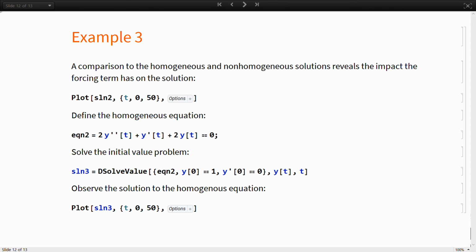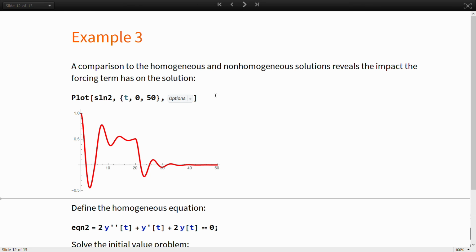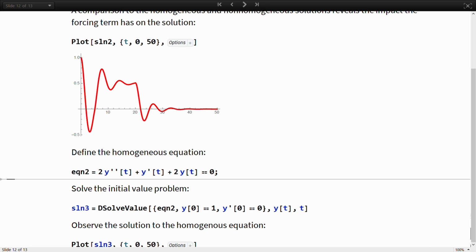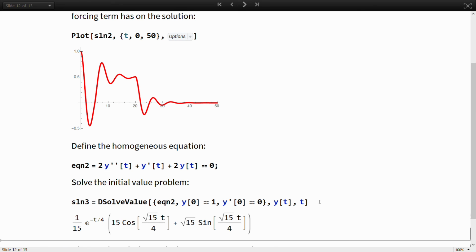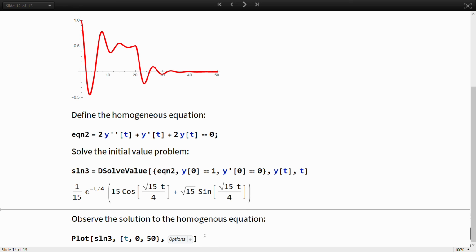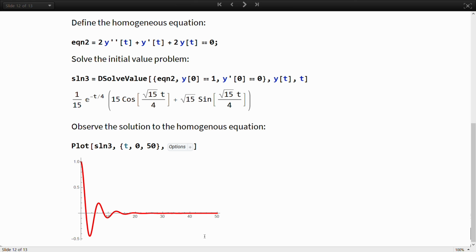Let's compare the solution of the previous problem with the solution if there were no non-homogeneous term. To make this comparison, first define the homogeneous equation, then solve the equation with DSolveValue. It can be seen that the large jump in the solution between t equals 5 and t equals 20 is no longer present in the homogeneous solution. Instead, the oscillations seen in the solution get damped very quickly, where they are barely noticeable past t equals 30.